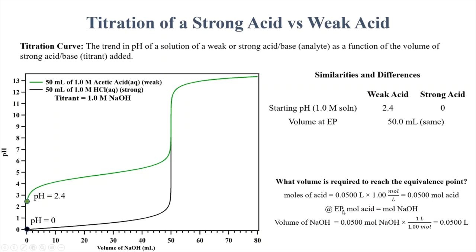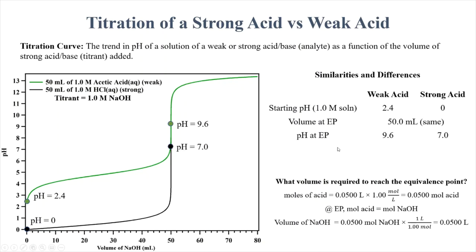And we have to remember that at the equivalence point, moles of acid is equal to moles of base. So if we want to get the volume of the NaOH, and we know the concentration is 1 molar, we take 0.050 moles times 1 over the concentration, or we basically divide by the concentration, which gives us 0.0500 liters, or 50 mL. And this doesn't matter whether the acid is weak or strong, because this reaction depends on the moles of the acid that's in there. It doesn't depend on how much the acid dissociates, because the NaOH is directly reacting with the acid itself. So the volume at the equivalence point is going to be the same.